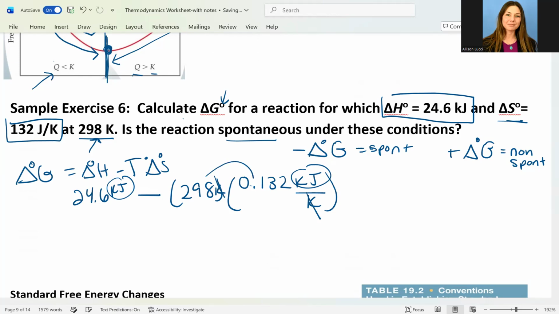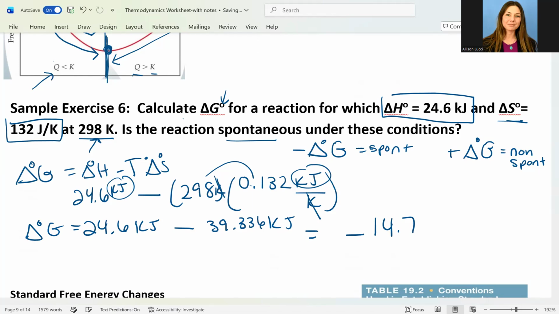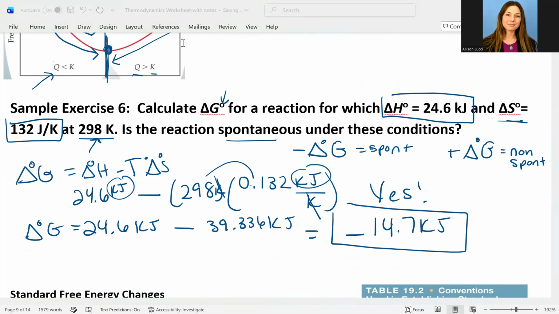I'm going to multiply these two terms together, and that gives me 39.336, keeping some extra digits. Now we're in kilojoules. And then that will be subtracted from 24.6 kilojoules, and that will give us our delta G naught. So this will provide us with an answer of negative 14.7 kilojoules. And yes, indeed, this is a spontaneous reaction because we have a negative delta G. We'll continue next time with our next video that describes standard free energy changes.